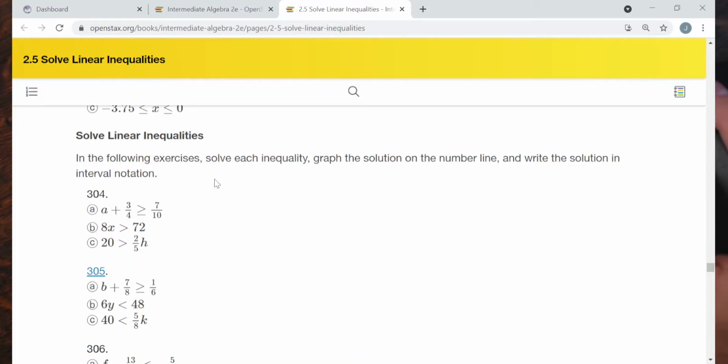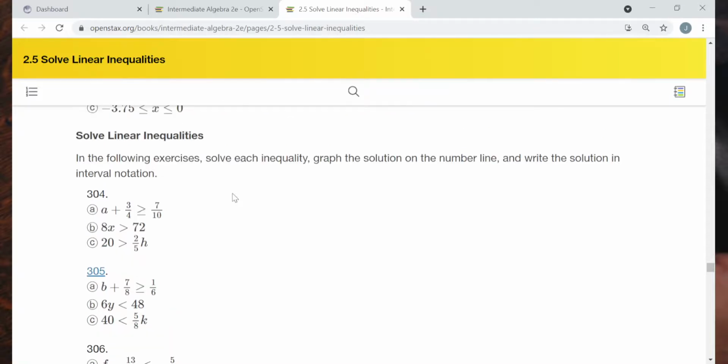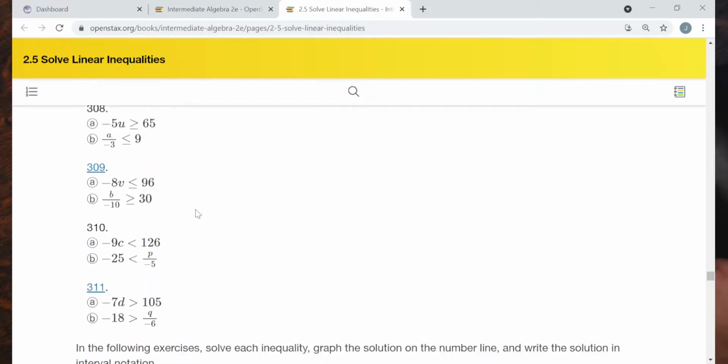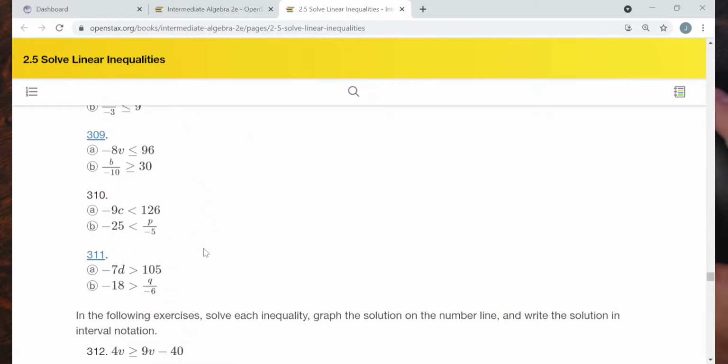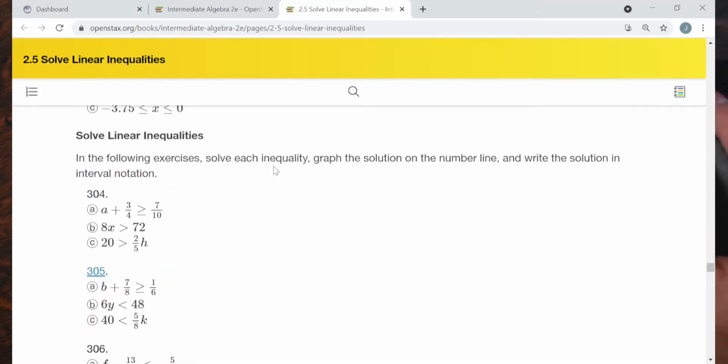What I'm doing for this video, I already did a video on other inequalities, graphing inequalities and writing the solutions in interval notation. What I'm going to be doing here are exercises 304 through 311, solving all these inequalities. The instructions are, solve each inequality, graph the solution on the number line, and write the solution in interval notation. This is what I'm going to be doing for all the, I think I have 20 examples.